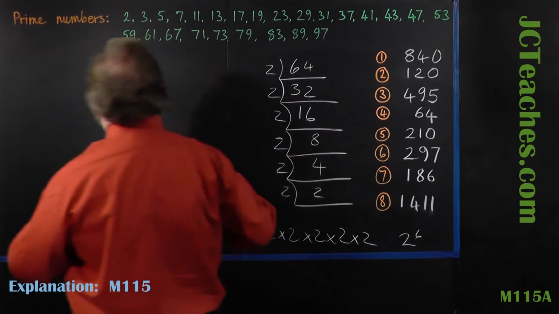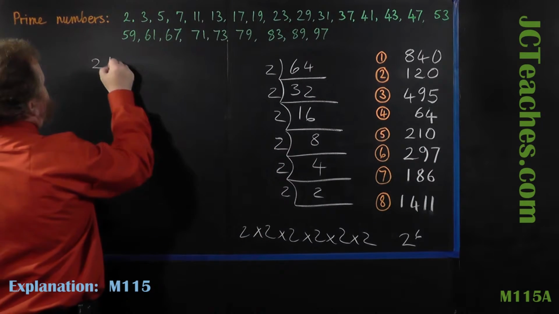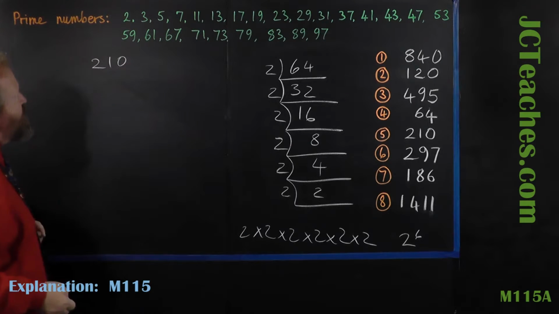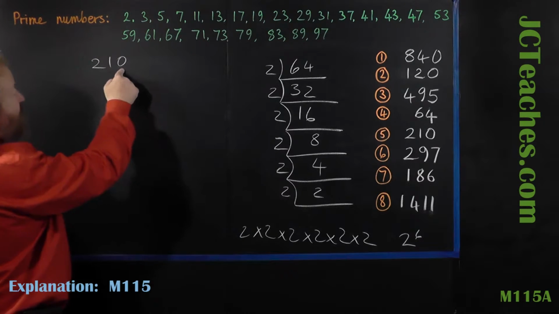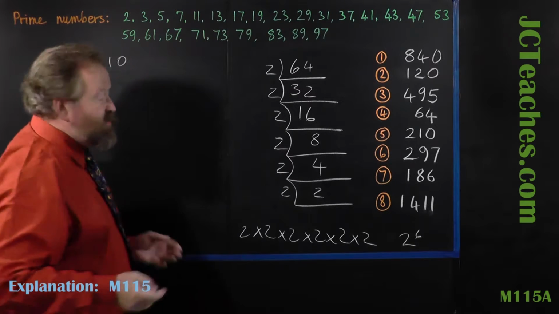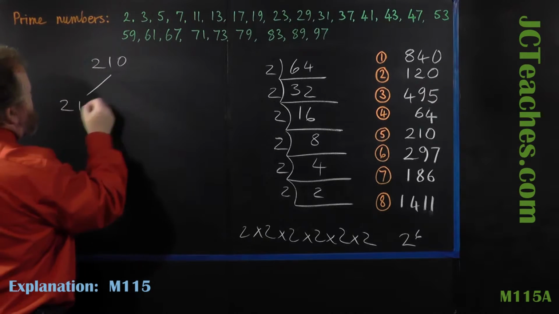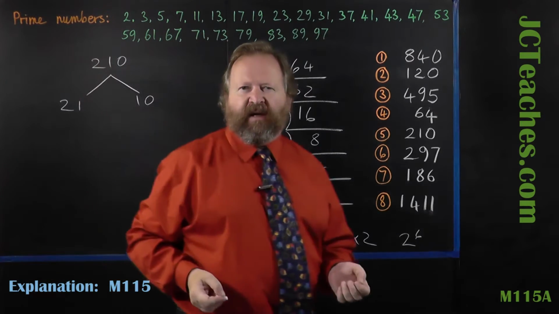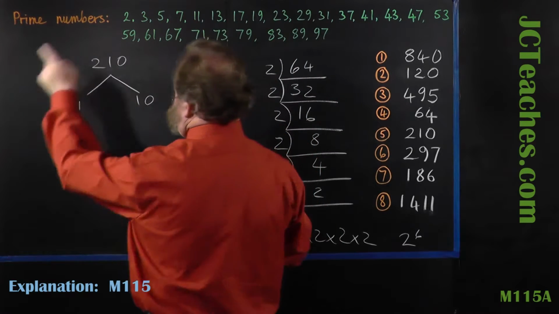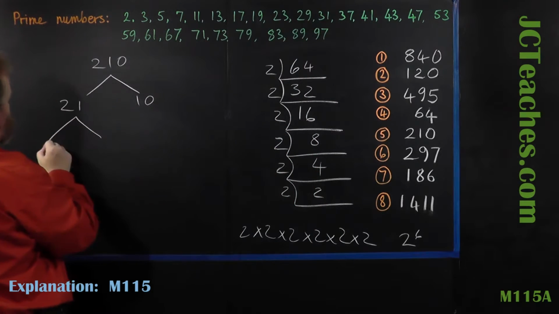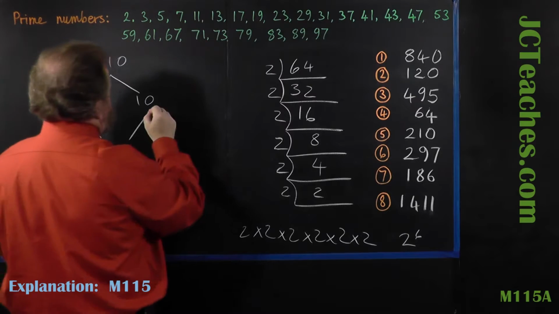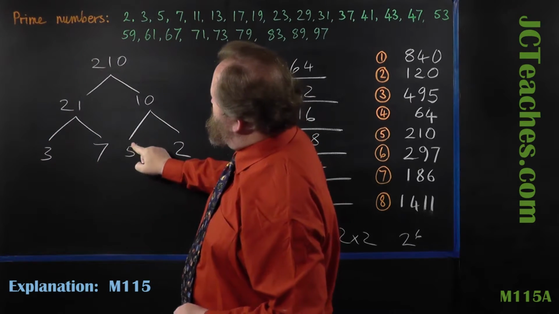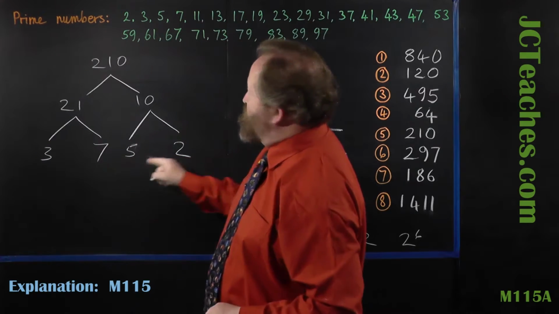64. 210. Let's do 210 by this method. It doesn't matter, you can use either method anytime, doesn't matter at all. Okay, 210. It divides by 10. There's a 0 on the end, so that's the easiest thing to do, isn't it? So let's have 21 times 10. Okay. 21, I know that's 3 7s, isn't it? So I'll put 3 times 7 over here. 10 is 5 times 2.